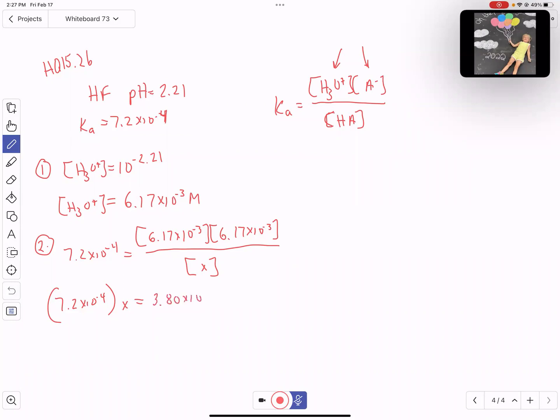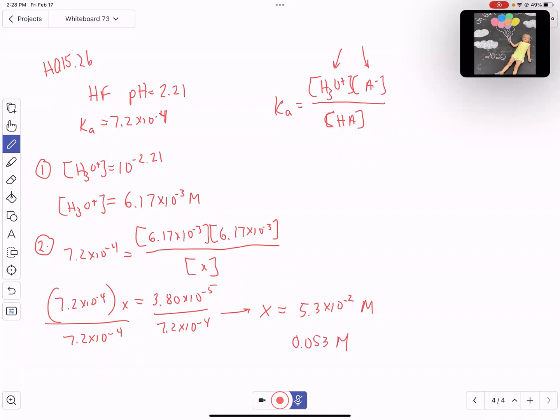3.8 times 10 to the minus 5. Divide both sides by that 7.2 times 10 to the minus 4. I get a concentration of X of approximately 5.3 times 10 to the minus 2 molar, so 0.053 molar.